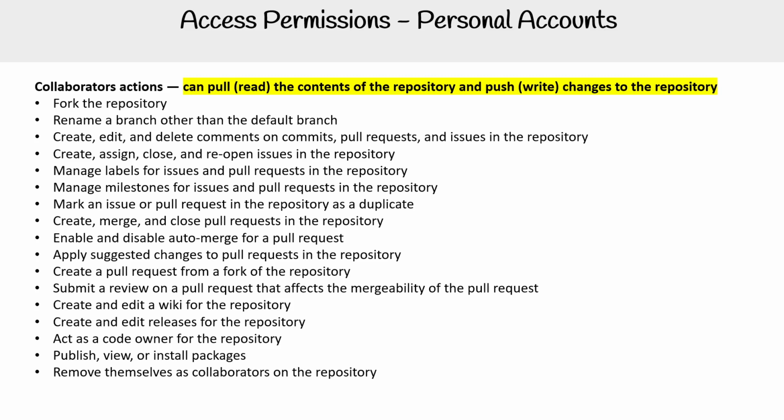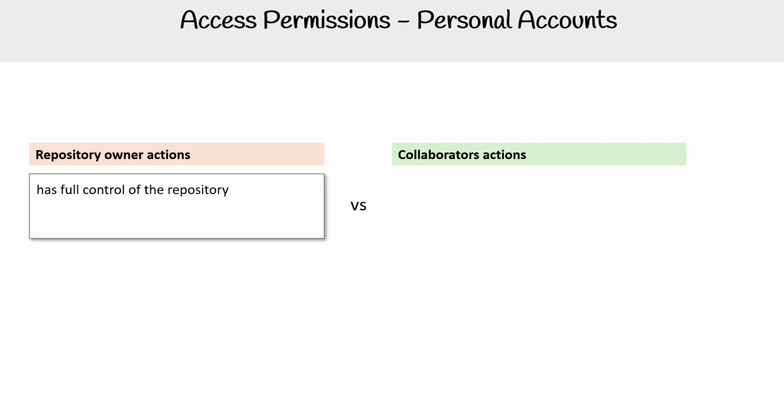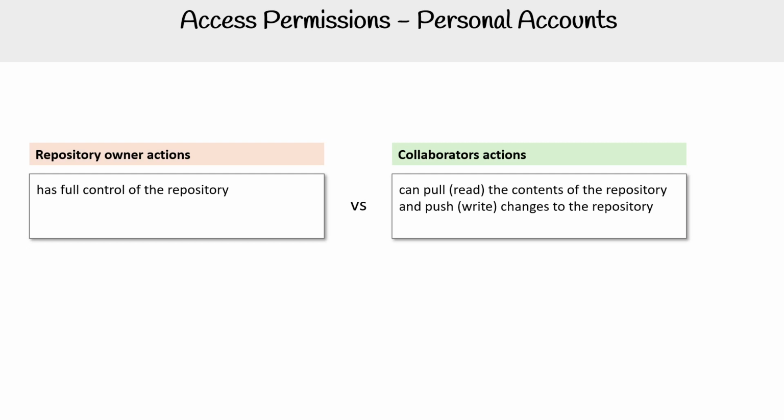Okay, so that's a lot to remember. So just remember this. Repo owners have full control of the repo. Collaborators can pull, such as read the contents of the repo, and push, write changes to the repo.